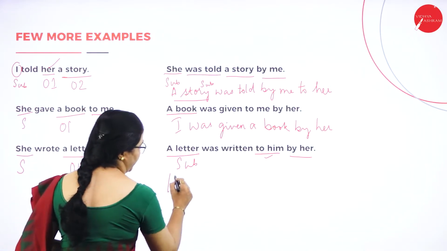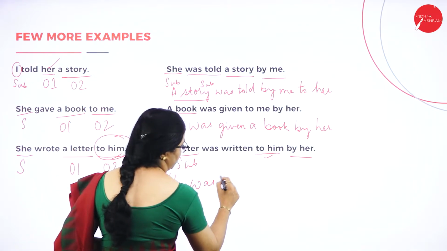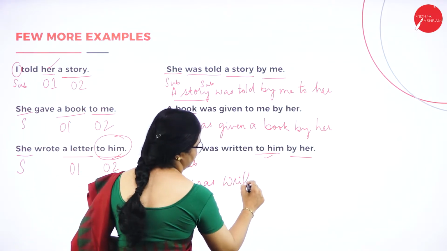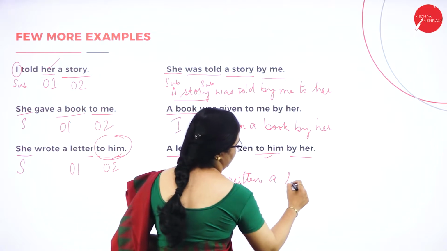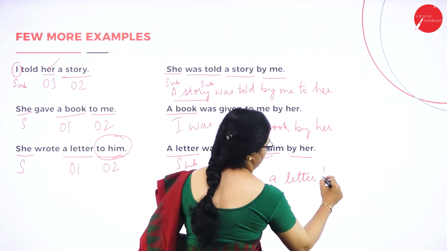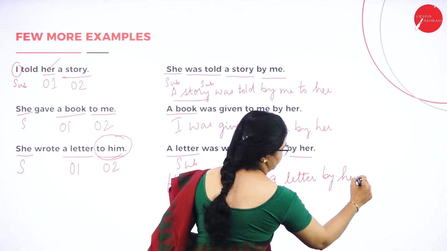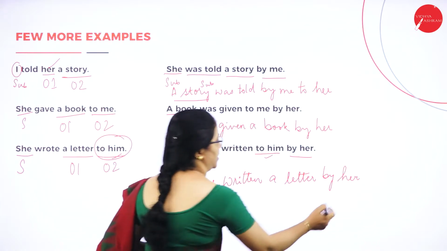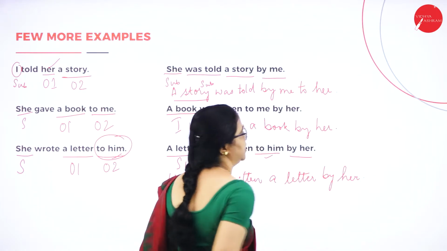This can also be written as, I have to take this object 2 as the subject. So what do I do? It is, he was written a letter by her. So this is another way in which you write the sentence.